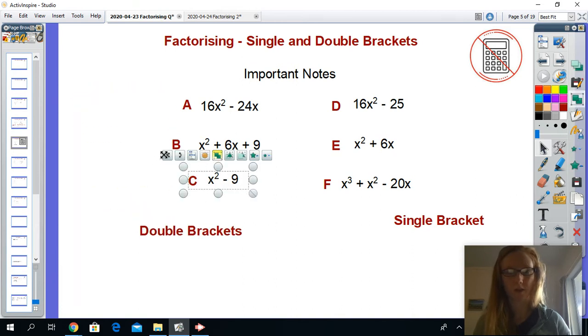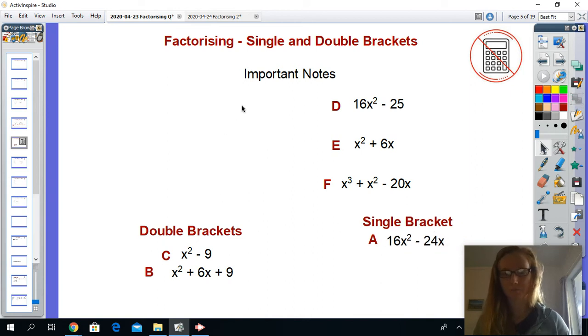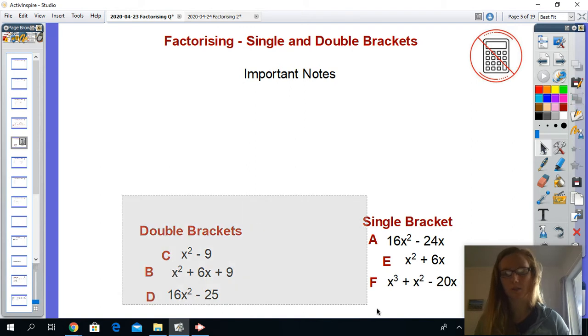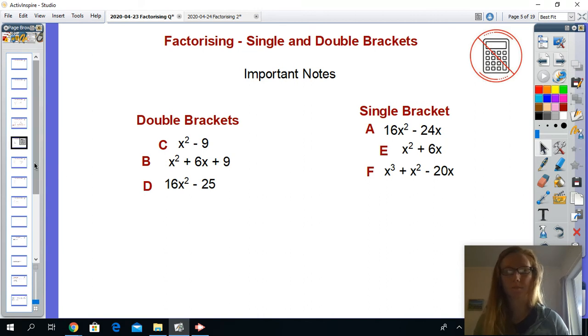So we said that that one there would go into double brackets because we have the x squared and we have the constant. Okay, let's look at B. Do we have an x squared? Yes. Do we have a constant? Yes. So that one's also going to go double brackets. Looking at A, do we have an x squared? Yes. Do we have a constant? No, we don't. We don't have a number by itself. So A will go into a single bracket. D, do we have an x squared? Yes. Do we have a constant? Yes. So D will go into double brackets. E, x squared but no constant, and F, an x squared but no constant. Okay. So there are 2 groups that we have there. Double bracket, single bracket. I'll just swap them around for a second.